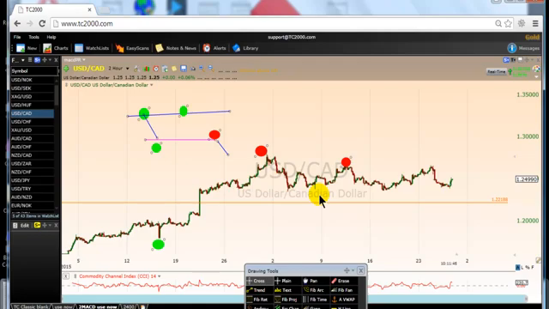So the pattern will be formed at a resistance level. How do we know the resistance level? We go to the higher time frame to see the resistance level. Very, very important. To validate the double top, we must first understand the condition. We must see first an up move, a strong bullish move, prior reaching the resistance level, and then forming a double top. Sometimes the second high will be higher than the first high, or even lower than the first high.